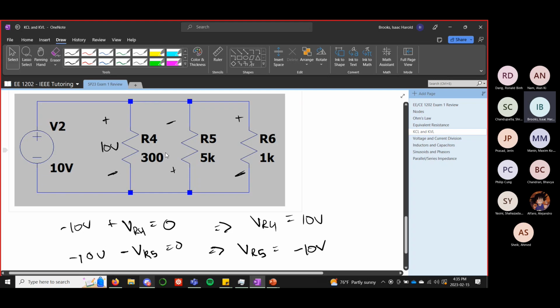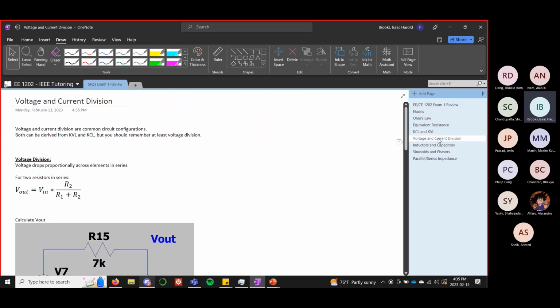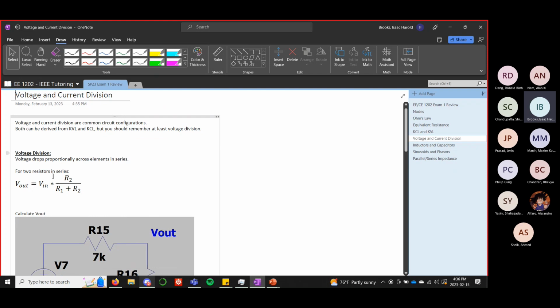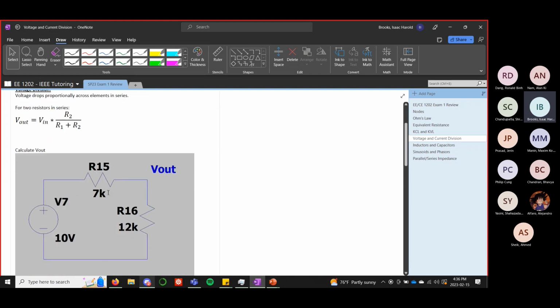And we don't have to solve this out. We can come back to this one and do the current and everything if we want later, but I think we'll have bigger fish to fry with the trig stuff. So voltage and current division, these are really important circuits, especially the voltage division one. You can always rederive them using KVL and KCL, but it's a really nice shortcut that will come up often.